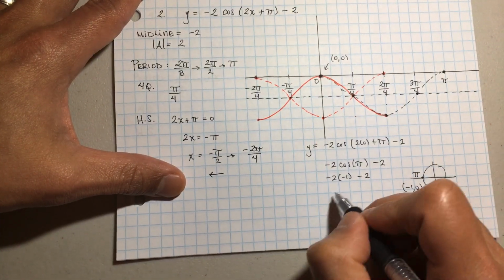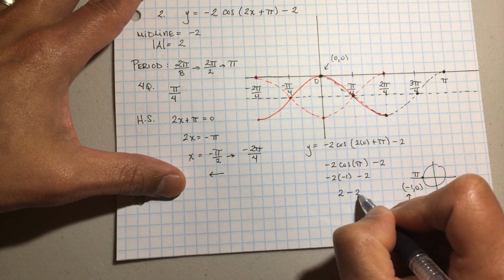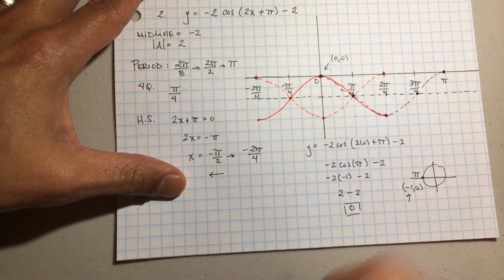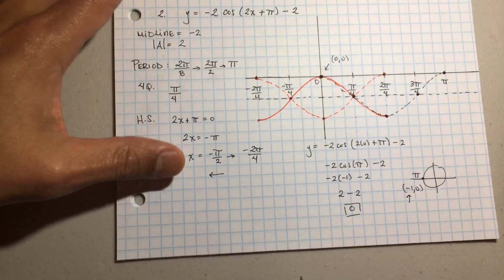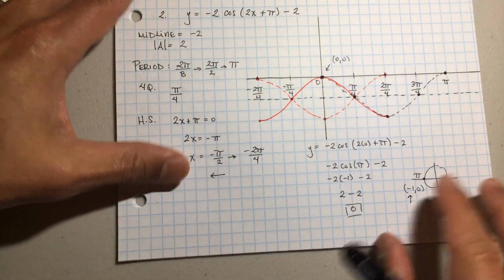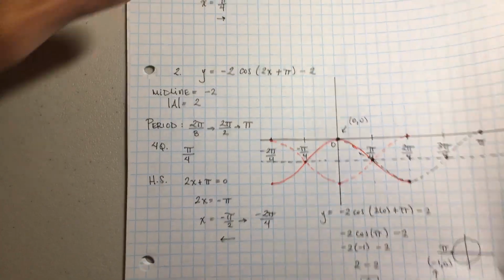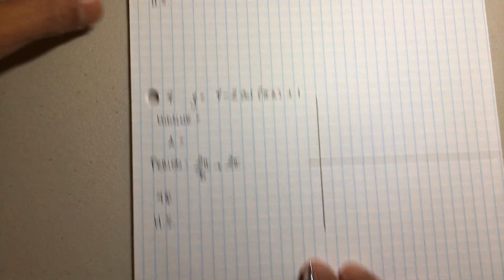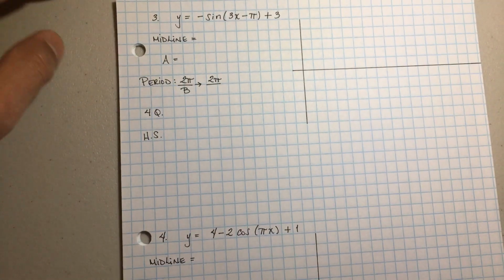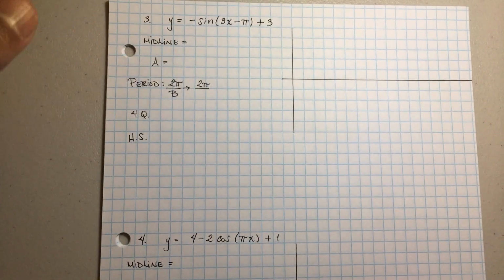Negative 2 times negative 1, that's a positive 2. 2 minus 2, well, guess what? Boom, gives us zeros. Hey, so we did it right. It gives us a 0. And you always want to do that just because you want to make sure you're doing everything right. And it actually helps you practice your trig. But let's go ahead and keep doing some, guys.